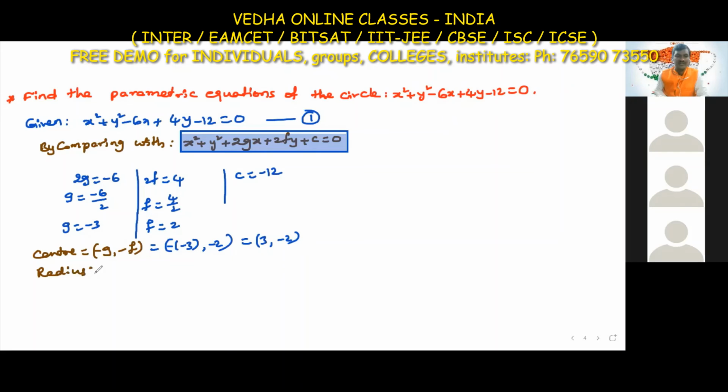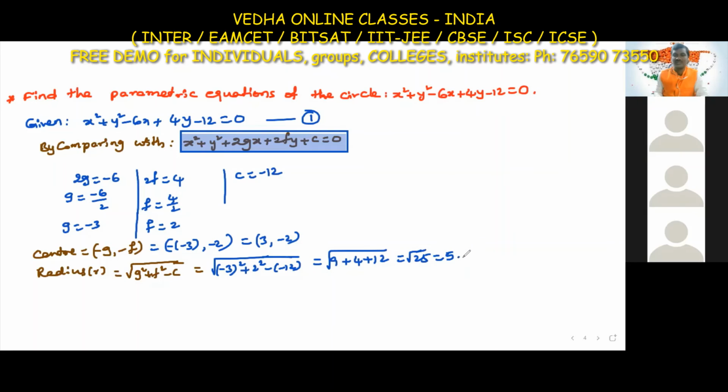Radius formula. Anybody? r is equal to the square root of g square plus f square minus c. Very good. Here g square is minus 3 whole square, f square means 2 square, minus c means minus of minus 12. So this is 3 square 9, 2 square 4, plus 12. 12 plus 4 is 16, plus 9 is 25. Root 25 means it is 5.